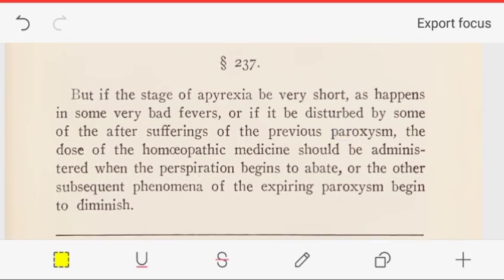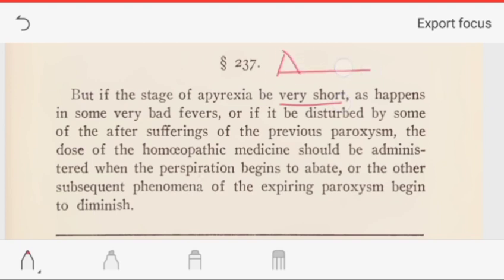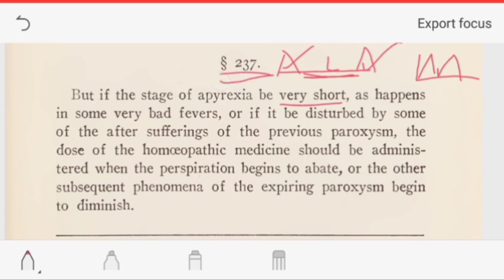Then 237 is regarding when the fever is very short: at which time should we give the medicine? In 236 we see that the fever is one period and then another period, with a long gap. But if the fever occurs in a continuous manner, like typhoid fever, which time is the best period for the administration of a medicine is written in 237. So if the stage of pyrexia is very short, whereas in 236 the pyrexia is long, in the 237 condition there is a very bad fever and some previous paroxysm causes disturbance.